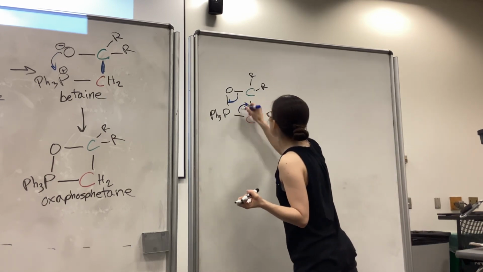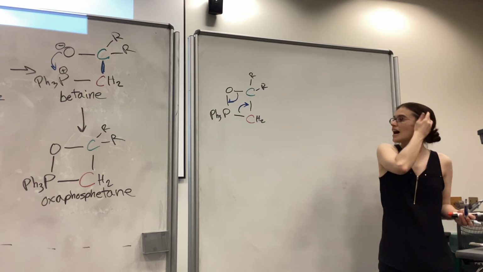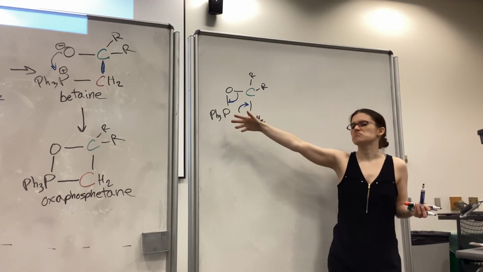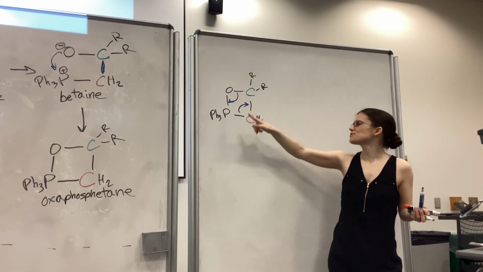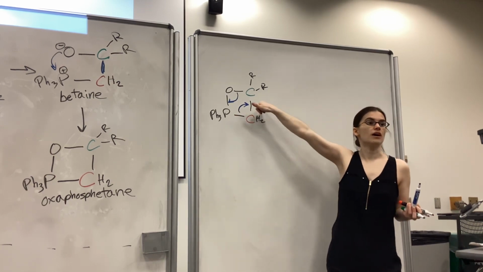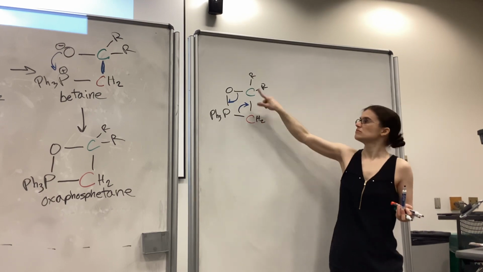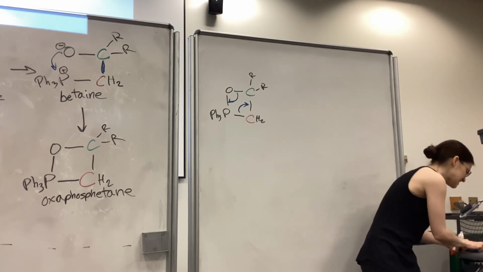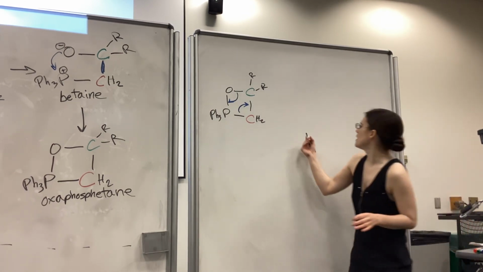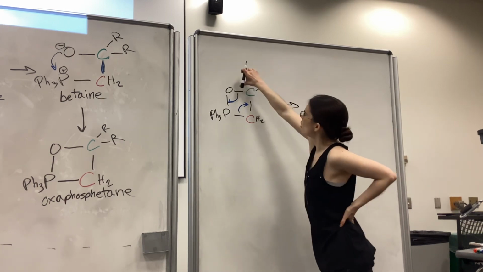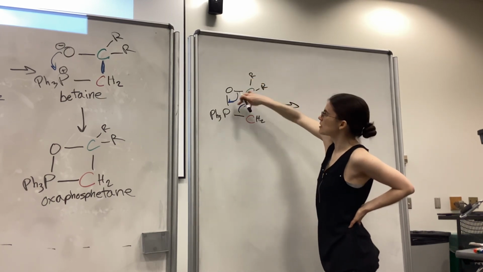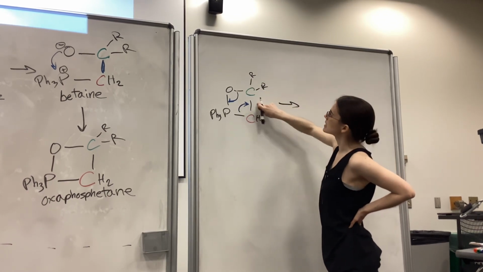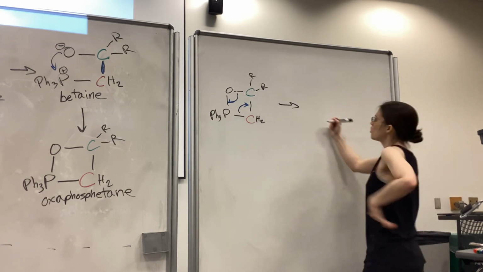But now we get this. And notice I drew my electron pushing arrows, the mechanism arrows, from the bond to the bond, not to a specific atom, which means that coming from here means that bond's breaking, coming from here means that bond's breaking, going to here, we're getting a double bond, going to here, we're getting a double bond.